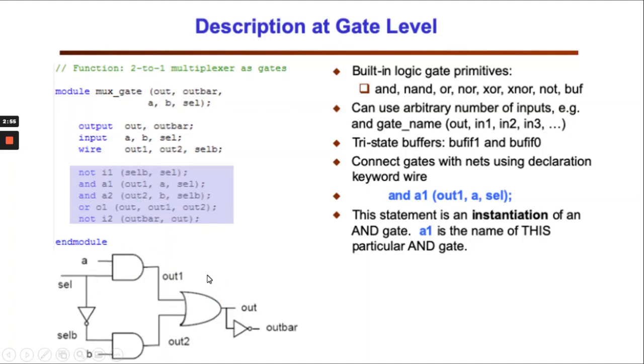For example, here you can see the AND gate A1. The input to A1 is A and select, and the output is out1. And AND gate A2, the output is out2, and the inputs are B and select B. And there's a NOT gate I1, so the input is select, and the output is select B. You can just follow the code here and look at how it looks in the circuitry.